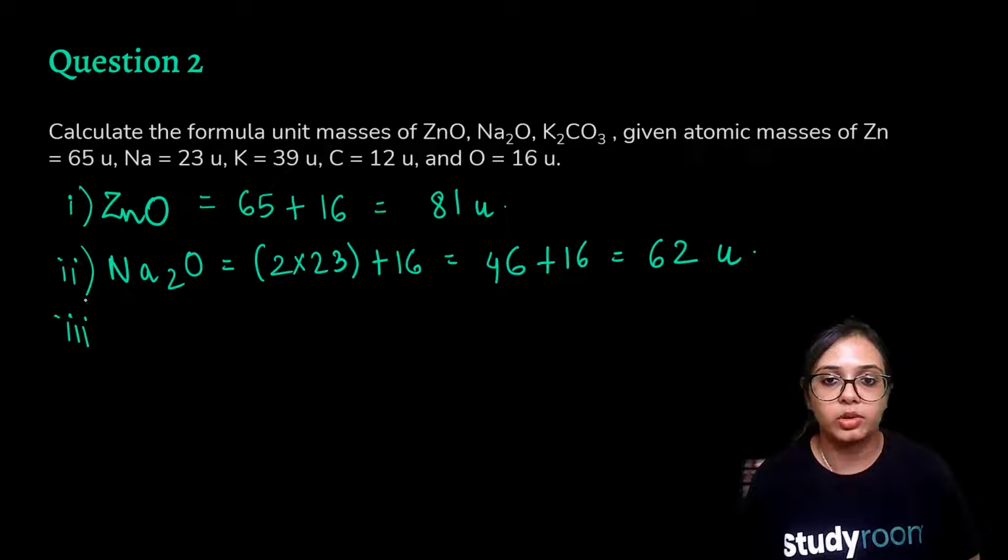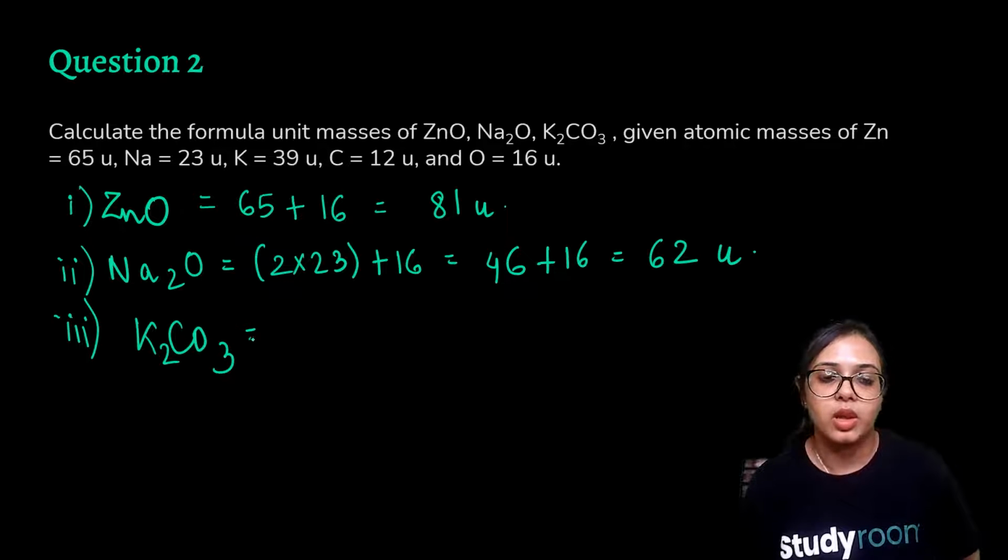For the third question, the last question, potassium carbonate. Now this is a complex molecule, but let's simplify it, all right? So we have 2 atoms of potassium over here.